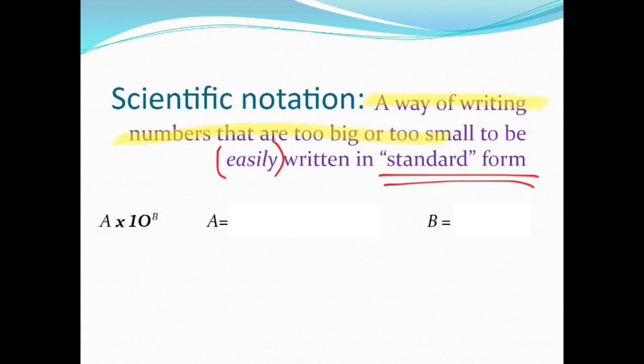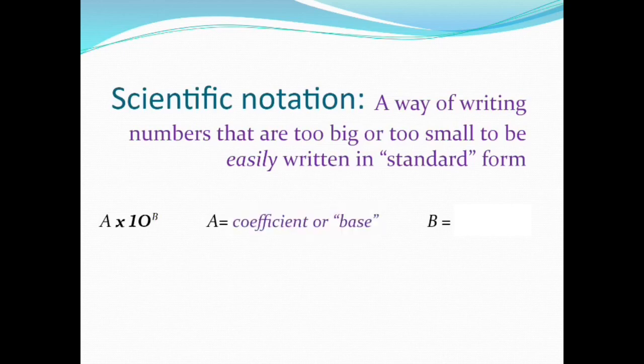Our scientific notation is always going to be in this form, some number A, and then we have the times 10 part of the scientific notation. That's how you can always tell when something is scientific notation. And then on that 10 is going to be some other little number B. And for ease of communication, that number A that's before the times 10 is what we call the coefficient of that scientific notation number, or the base. And B is the exponent on the 10. So it's some number times 10 to an exponent.